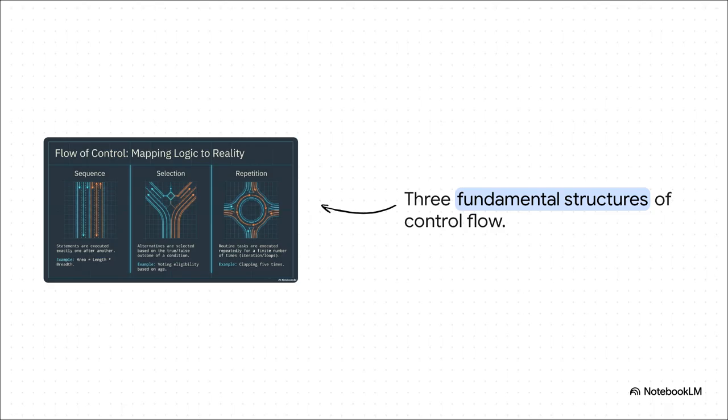First up is sequence. This is moving in a straight line, executing statements exactly one after another, like when you calculate an area. Second is selection. This is choosing different paths based on a condition. Think of a fork in the road. And third is repetition, running tasks over and over in a loop, kind of like a roundabout, until a certain condition is met.